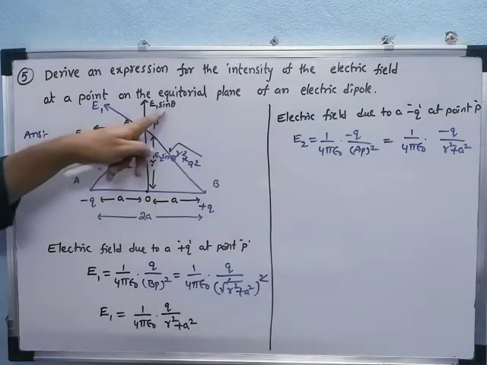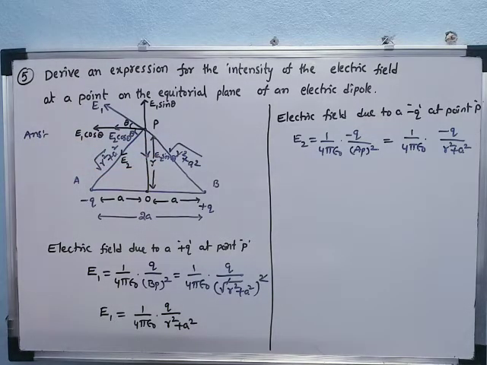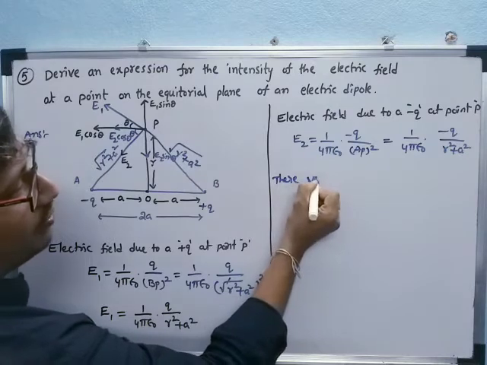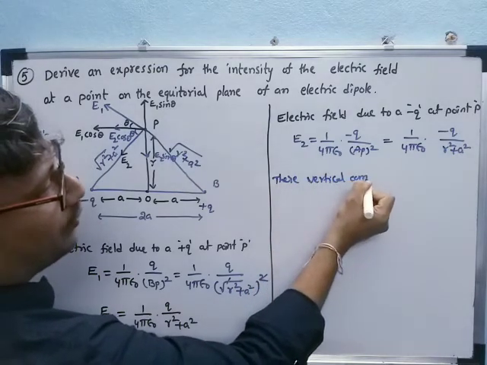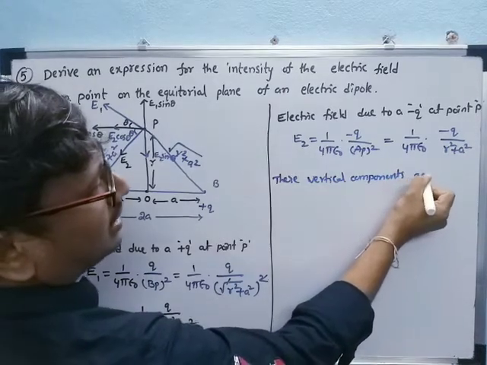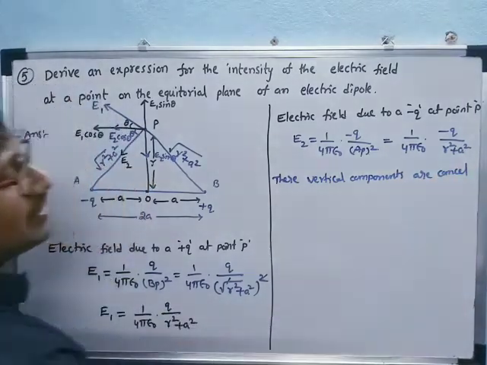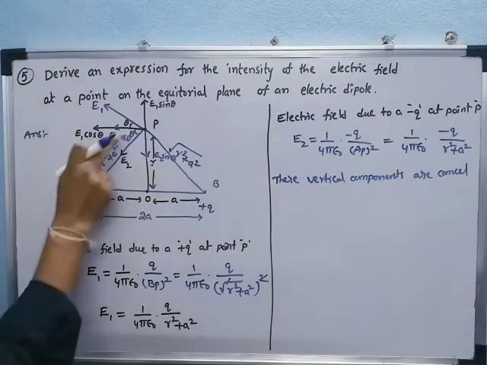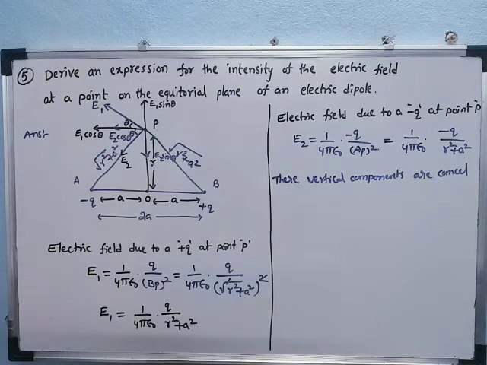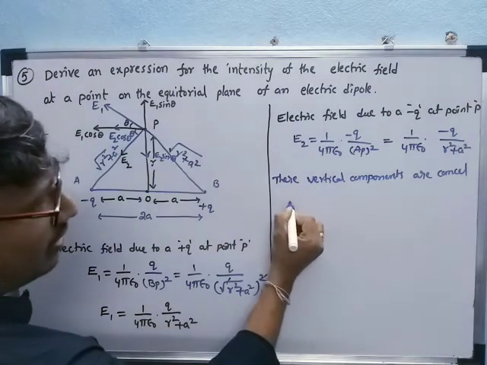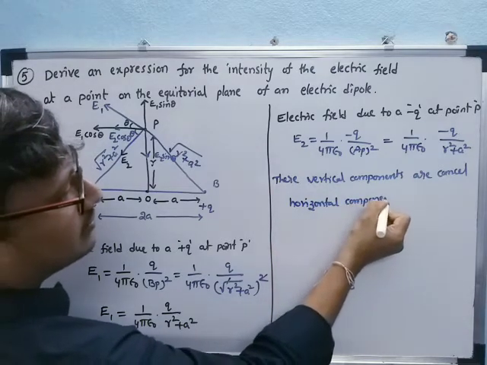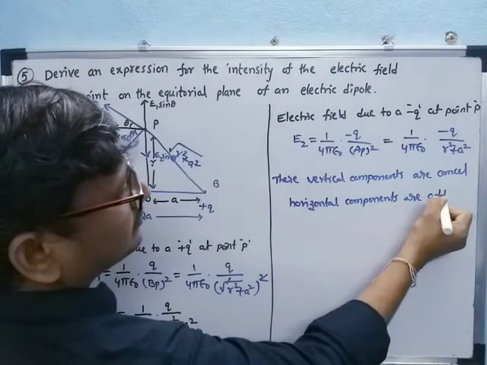Here the vertical components cancel, because one is acting in the upward direction and the other in the downward direction. Hence they cancel. Now the horizontal components are added.